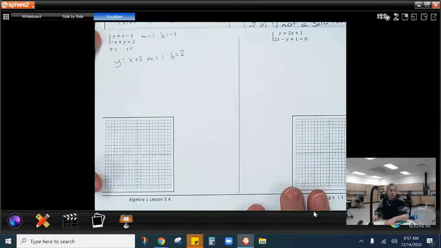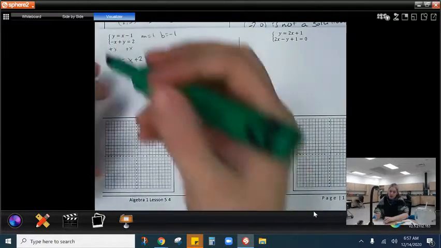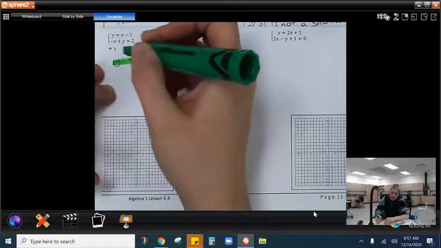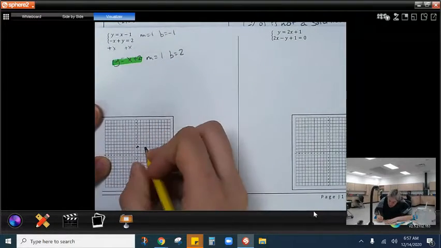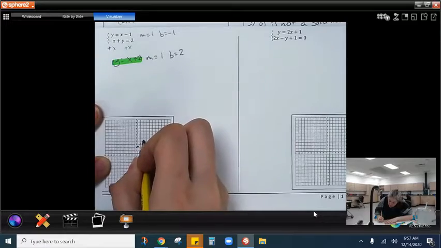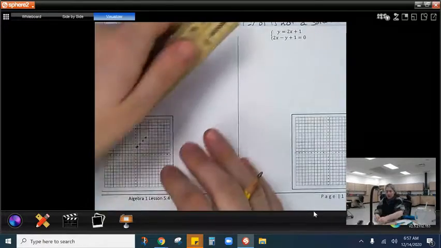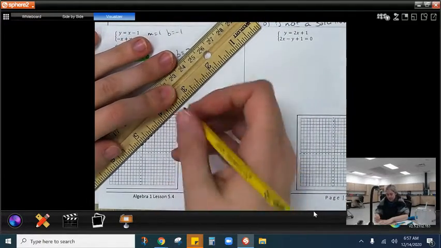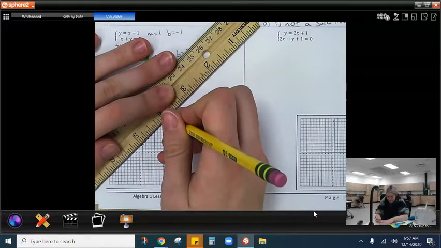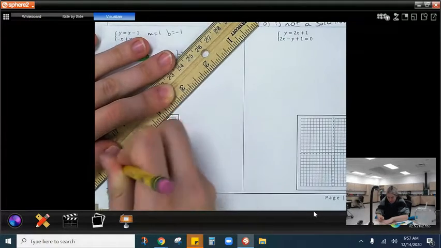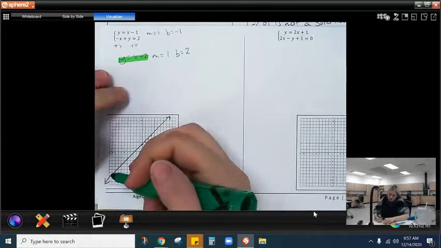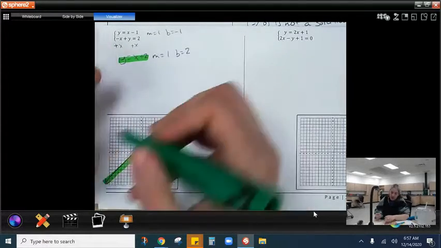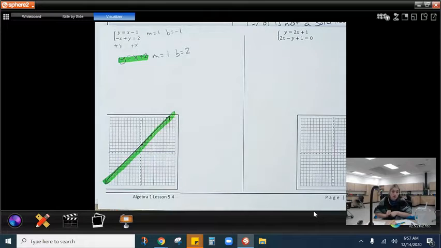All right, so I'm going to start by graphing. We'll make this guy green. So I'm going to start here at my positive 2, and I have to go up 1, right 1, up 1, right 1, up 1, right 1. And I'm going to draw my line. Again, make sure it goes edge to edge. A little off, not bad. If you choose not to label it, again, I'm going to highly encourage you to do your colors. That way you remember which one's which.